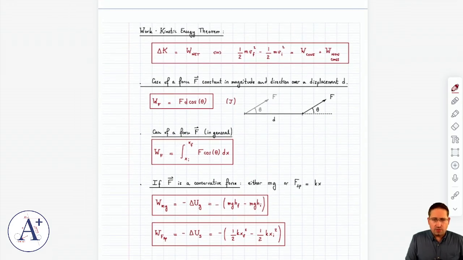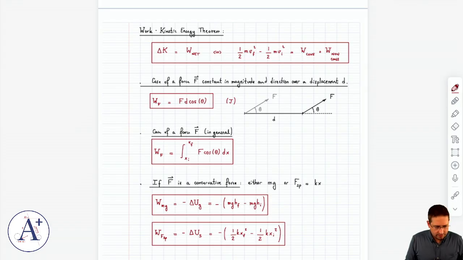Okay, so quick recap. I should have proceeded in this order, but I didn't because I wanted to introduce kinetic energy first before we talked about the Work-Kinetic Energy Theorem. In general, in this chapter, what we're trying to do is relate force and displacement. There's a way to do it that works all the time. It's the Work-Kinetic Energy Theorem. It's delta K equals work net.